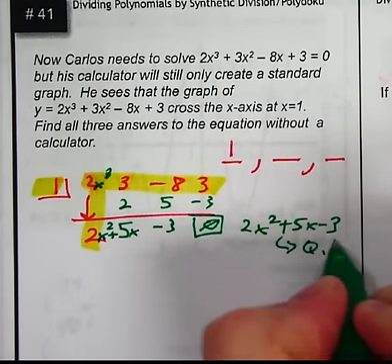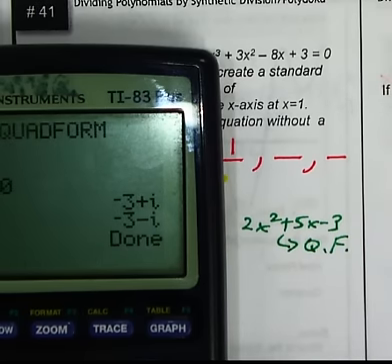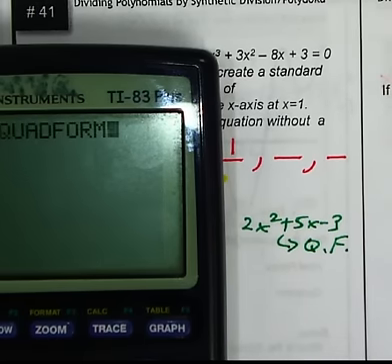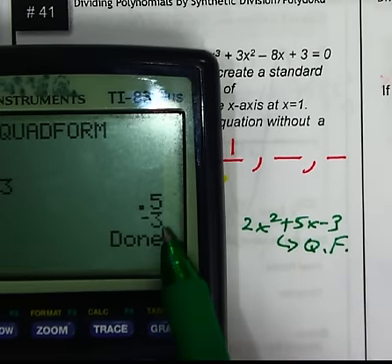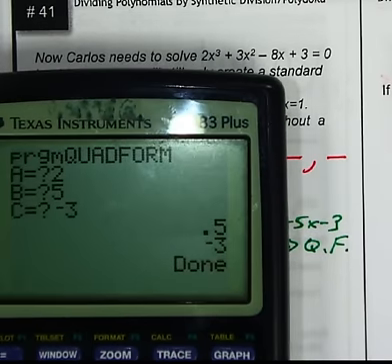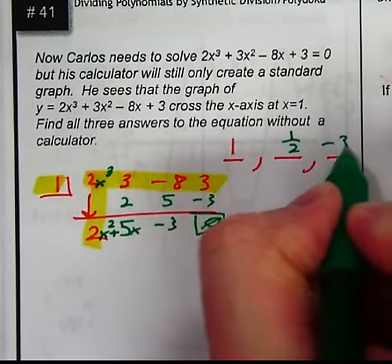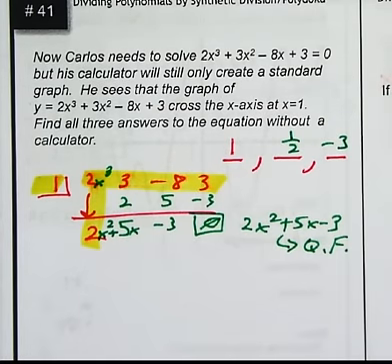So I put that in quadratic formula on my calculator with the 2, 5, and -3. And I go like this. Program, quad form, 2, 5, -3, and there are my other two roots, being 0.5, or as in 1/2, and -3. So 1/2 and -3 would be my other two roots.